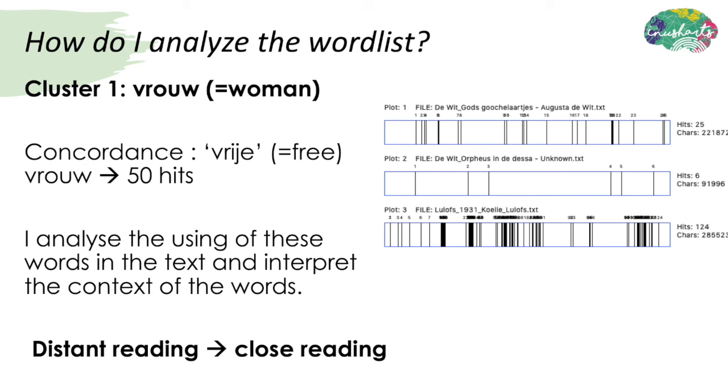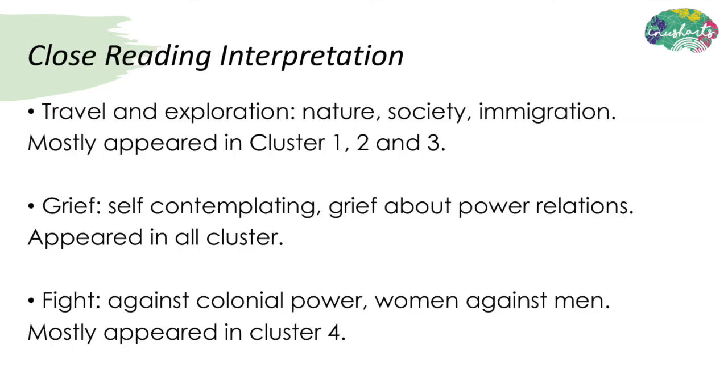I then analyze the use of these words in the text and interpret the context of the words. In this case, the distant reading that I did before with AntConc and Stylo then turned into close reading, and I interpret that in three different bigger themes. These are the three main themes that appear in the 11 books that I successfully analyzed using two computational tools, and in the end I interpret them using close reading methods, but based on the data that I got from the computational tools analysis.